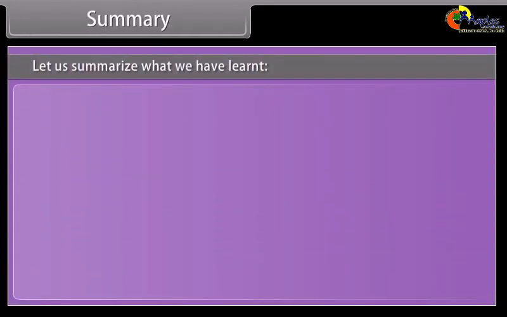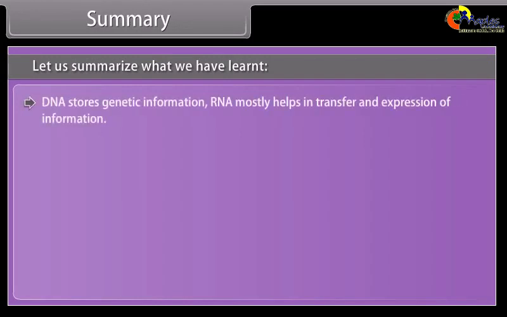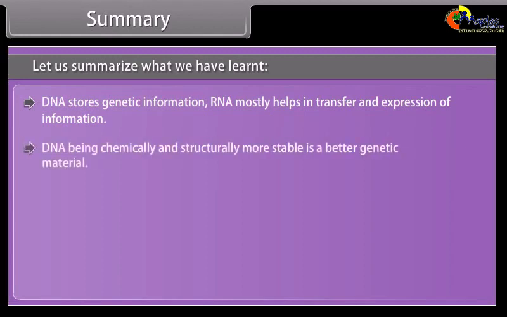Summary. Let us summarize what we have learned. DNA stores genetic information. RNA mostly helps in transfer and expression of information. DNA, being chemically and structurally more stable, is a better genetic material.